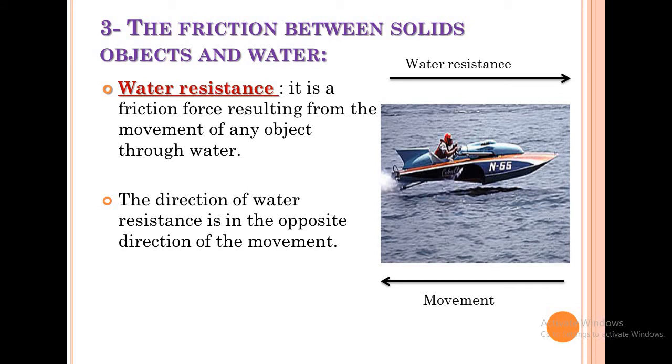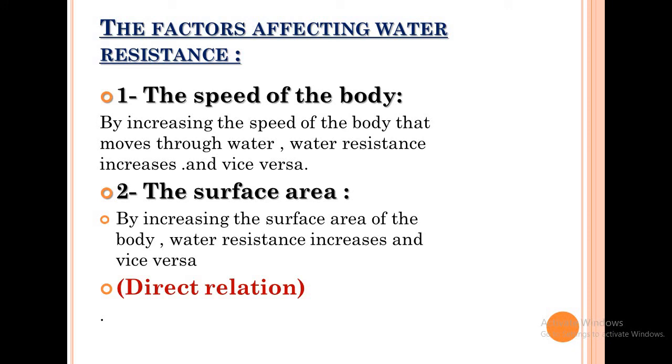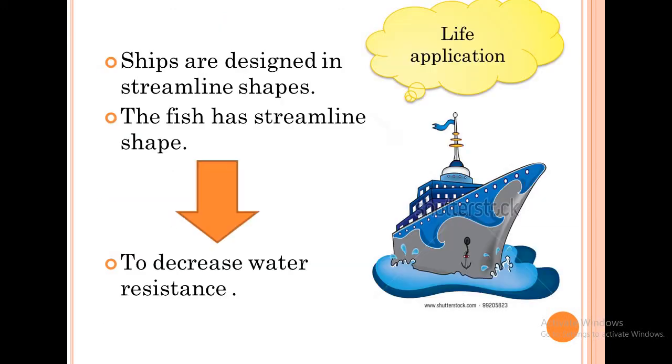It's a friction force between water and solid body, and its direction is in opposite direction of movement, and it is affected by many factors. Like first one is the speed of objects also. As speed increases, water resistance increases, and surface area. As surface area increases, water resistance will increase, and there is a direct relation between them. Ships and fish are designed with a streamlined shape to decrease surface area and water resistance.